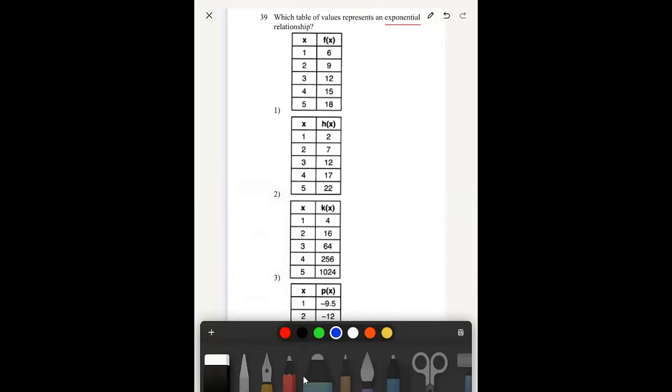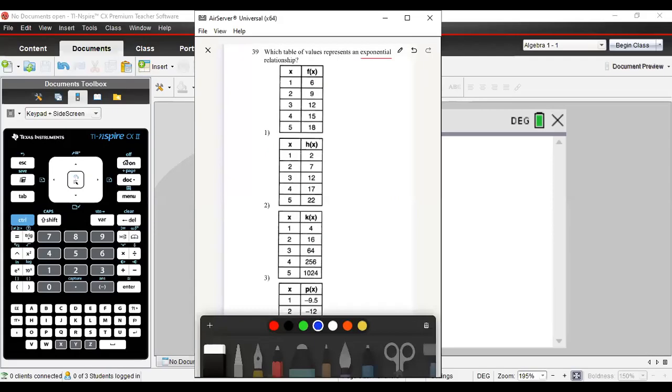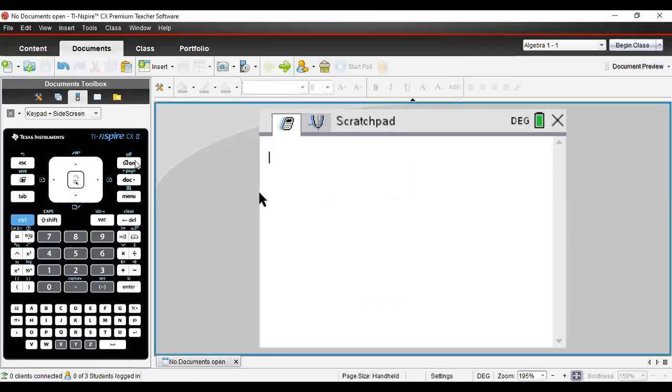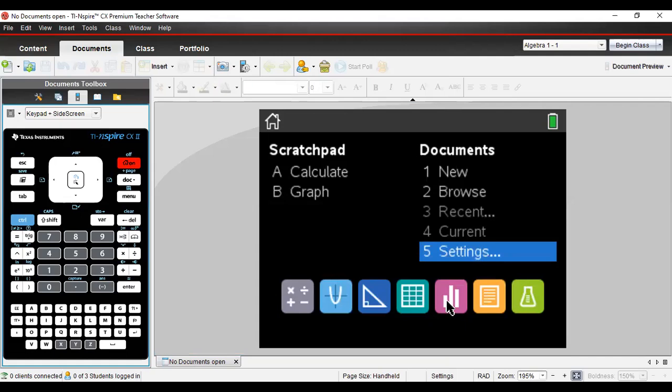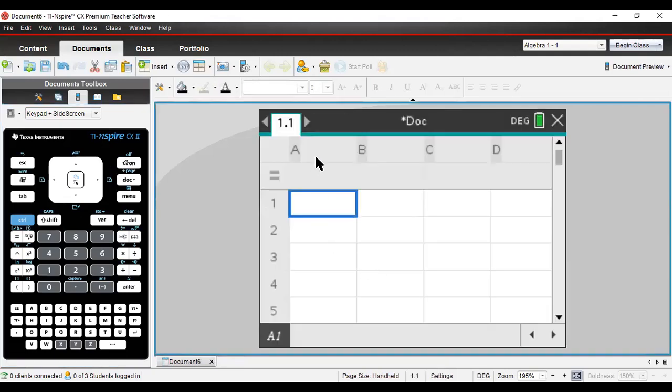So let me go to my calculator. Let's go get it. It's going to be here. We're going to use the spreadsheet and we're going to use the data because we've got to check to see which one. Now, here's one of the things that you should know.